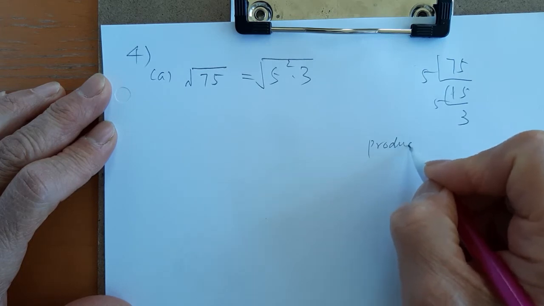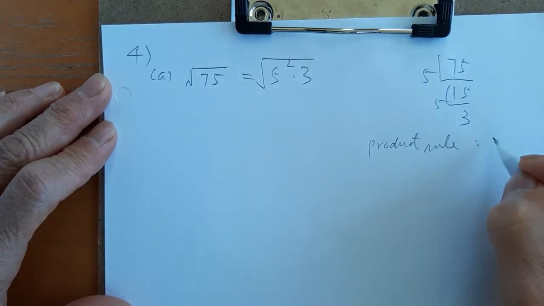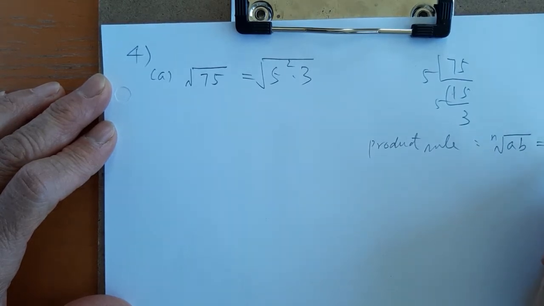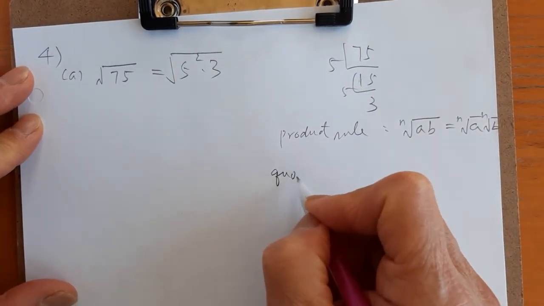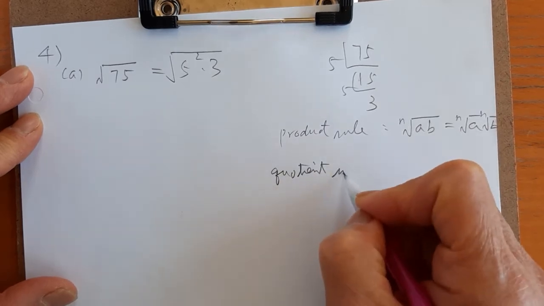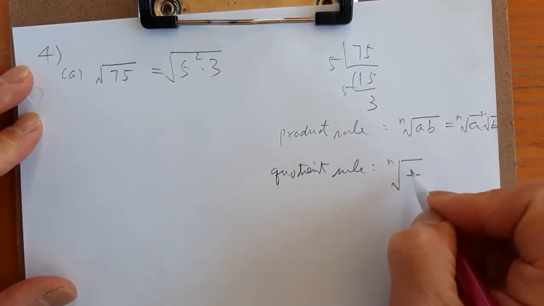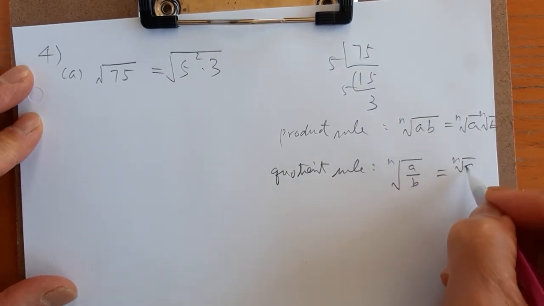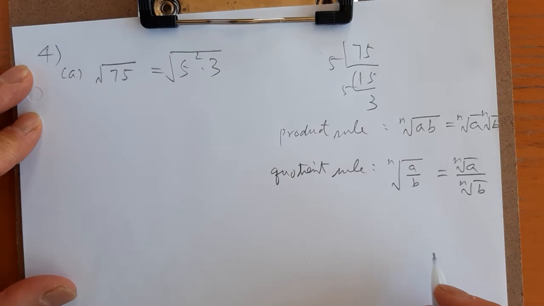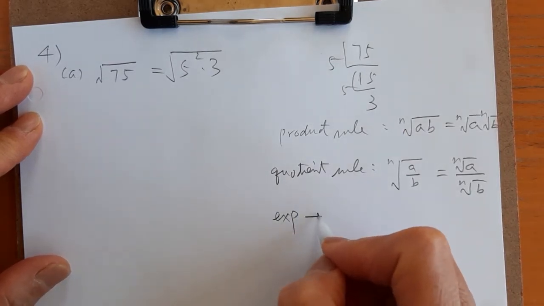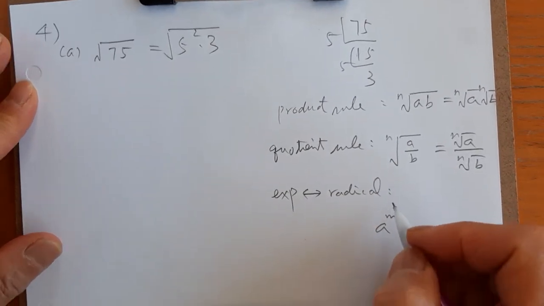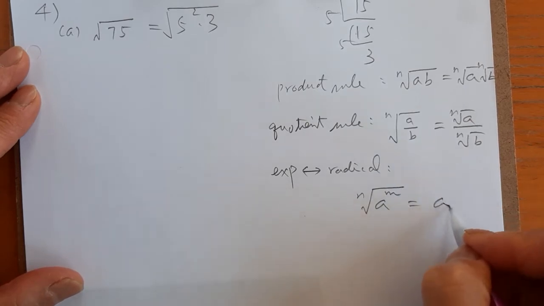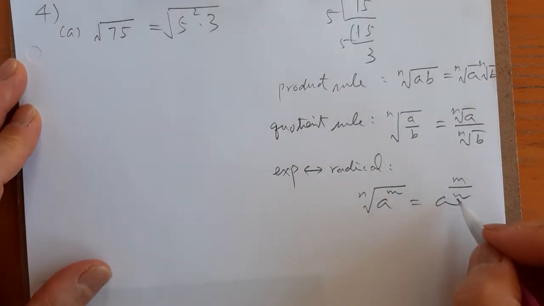And then you use the product rule of radicals. The product rule: the nth root of AB equals the nth root of A times the nth root of B. The quotient rule of radicals: the nth root of A over B equals the nth root of A over the nth root of B. And then the exponent and radical exchange rule, which is A to the power m, nth root, equals A to the power m over n. You can exchange the order.